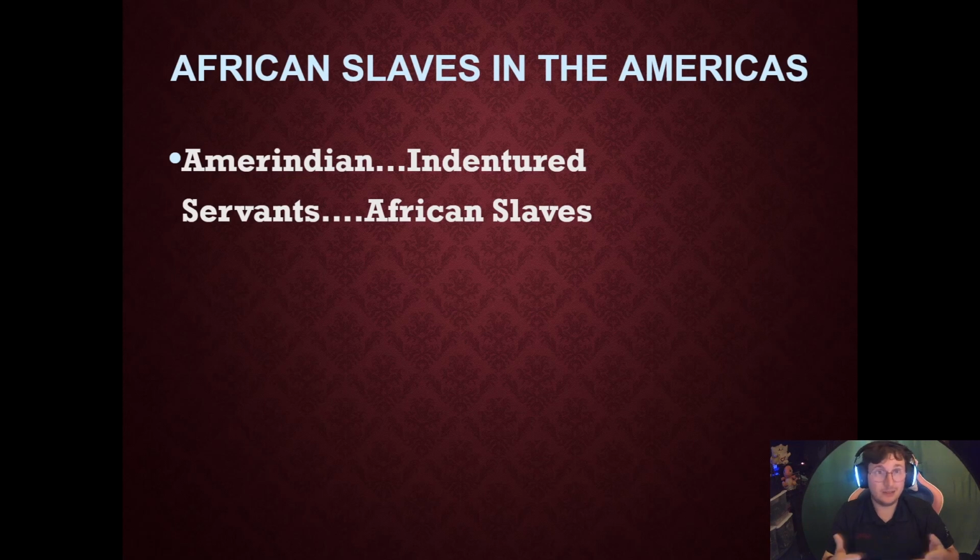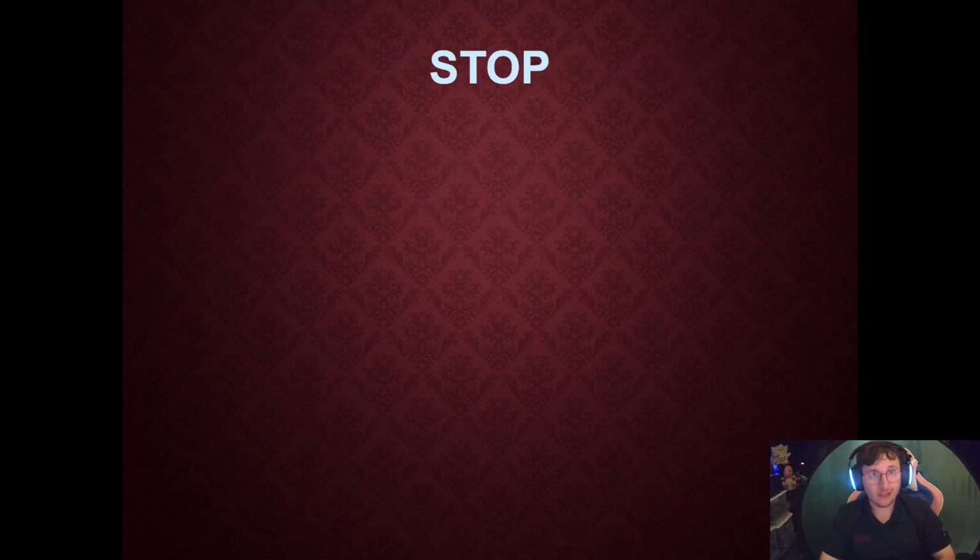And then, of course, it moved to African slaves. African slaves already know how to work. They know how to work on farms, work with domesticated animals, all of these things. And they don't know your language, so it's difficult, not impossible, but difficult for slaves to revolt at the beginning. That's what we're going to end for today.